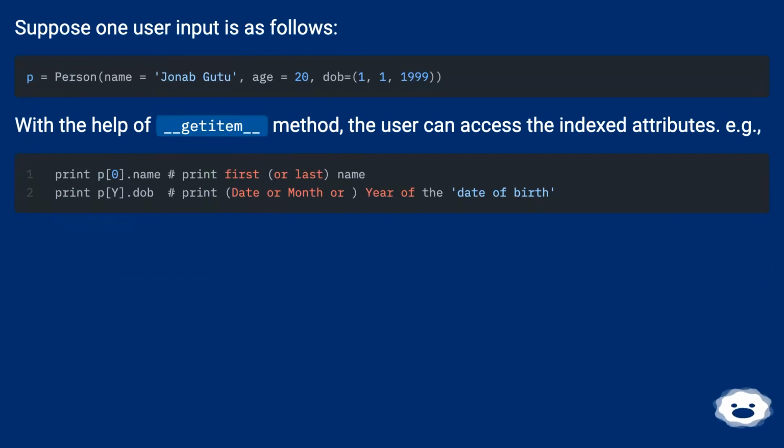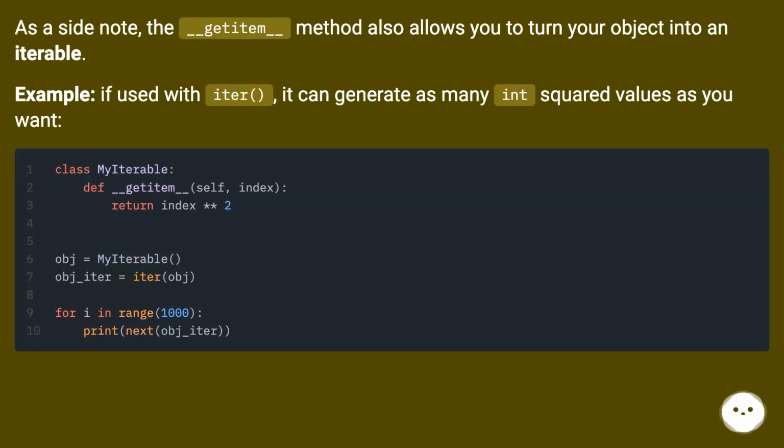Suppose one user input is as follows. With the help of the __getitem__ method, the user can access the indexed attributes. For example, as a side note, the __getitem__ method also allows you to turn your object into an iterable. Example, if used with iter, it can generate as many int squared values as you want.